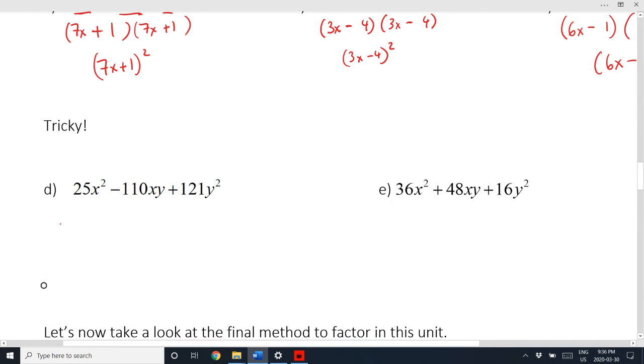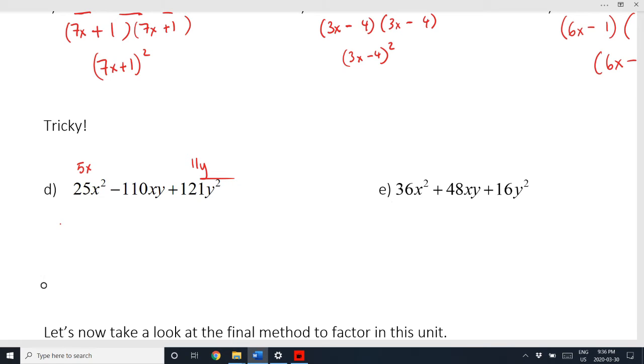Okay, so let's try these trickier ones here. And the way we're going to do it is the exact same way. We just want to see if the A and C terms are actually squared numbers, and they are. We know that the square root of 5x squared, I'm just going to write on top, is going to be 5x. And the square root of 121y squared is going to be 11y.